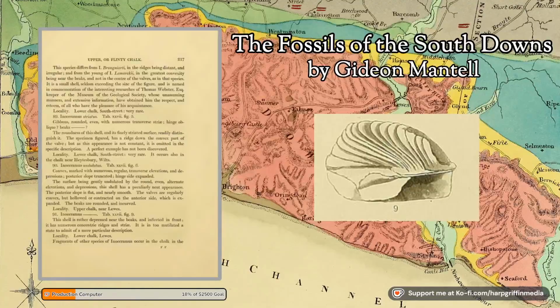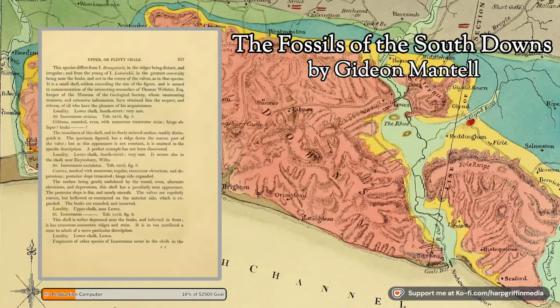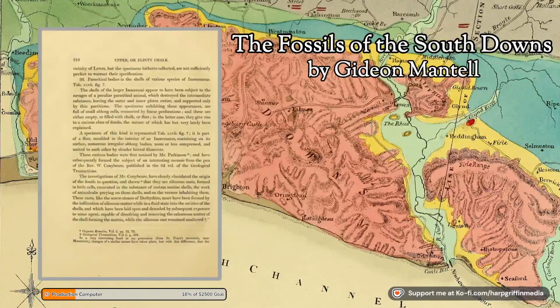91. Inoceramus species. Tablet 27, Figure 9. This shell is rather depressed near the beaks and inflected in front. It has numerous concentric ridges and striae. It is in too mutilated a state to admit of a more particular description. Locality: Lower Chalk, Lewes. Fragments of other species of Inoceramus occur in the chalk in the vicinity of Lewes, but the specimens hitherto collected are not sufficiently perfect to warrant their specification.